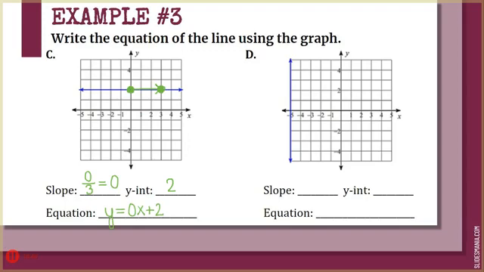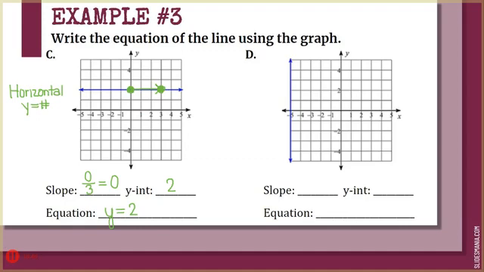However, 0 times x is 0, so we never write 0x. If you have 0 x's, the x term is no longer there, and this is y equals 2. So a horizontal line is always y equals a number. So when you have a horizontal line, it's always y equals a number.